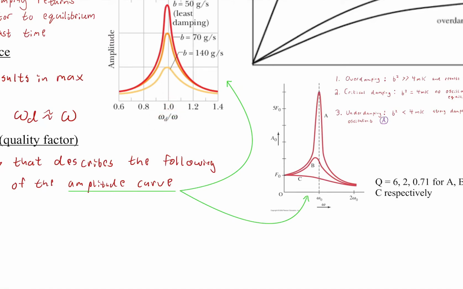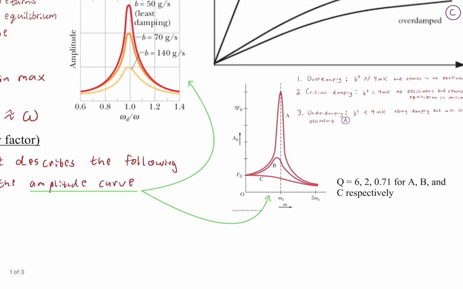But different Q values will result in different shaped peaks, and on a more refined level, the peaks themselves can shift a little bit relative to the natural frequency. So we can see as the Q value becomes larger, we have better alignment, with the driving frequency creating maximum amplitude exactly at the natural frequency, whereas where the Q value is an intermediate value, you can see the peak is slightly off, and where the Q value is very small, there's really almost no discernible peak at all. And indeed, these correspond to Q values for a particular oscillator of 6, 2, and 0.71 for A, B, and C, respectively.